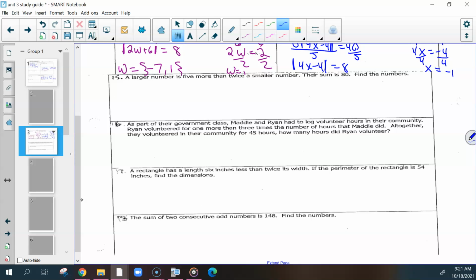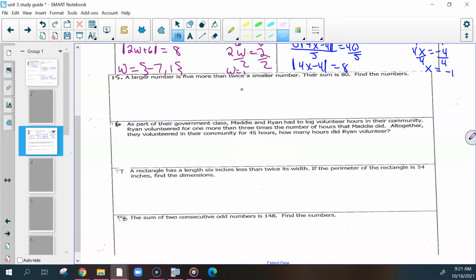For 16, as part of their government class, Maddie and Ryan had to log volunteer hours in the community. Ryan volunteered for one more than 3 times the number of hours Maddie did. Altogether, they volunteered in their community for 45 hours. How many hours did Ryan volunteer?